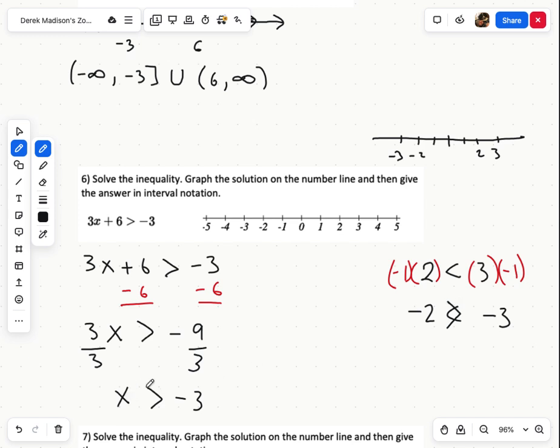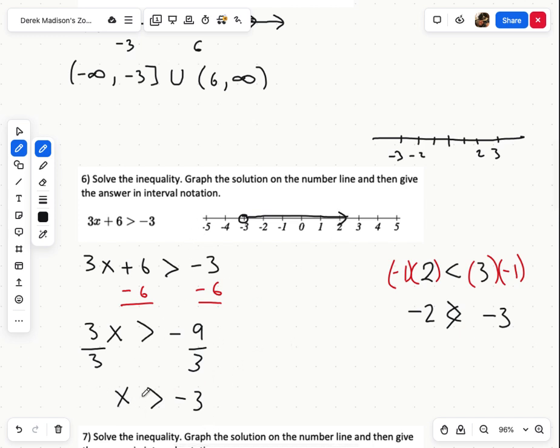And I end up with x's that are greater than negative 3 are going to keep this inequality true. So I'm supposed to graph the solution on a number line and give the answer in interval notation. Okay, so negative 3 would be right there. I'm going to use an open dot because of the no equals. And then my line would go that way.